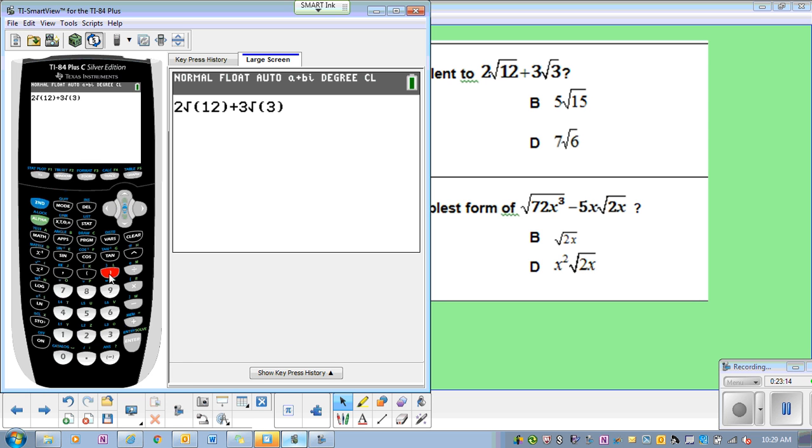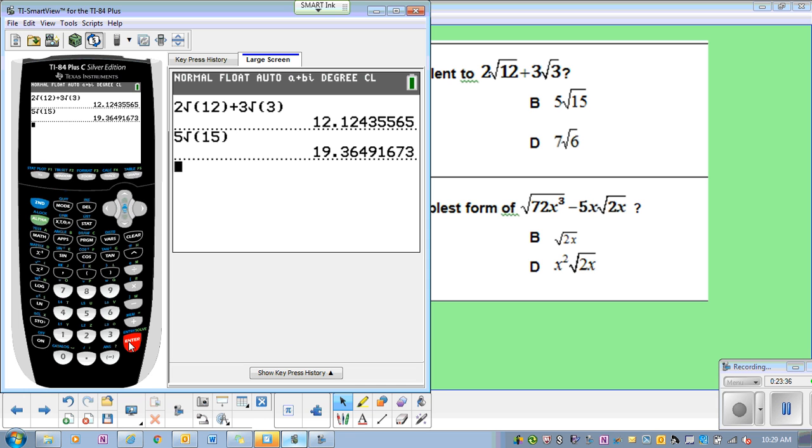Yes? Hit enter. Do you get this weird decimal? All right. So now you know what you're going to do? You're going to match that to your answer choices. Because, say B, 5 root 15, I put that in, 5 root 15. If that's the answer, it should be the same decimal, right? But 5 root 15 is not, so I'm going to cross that out.